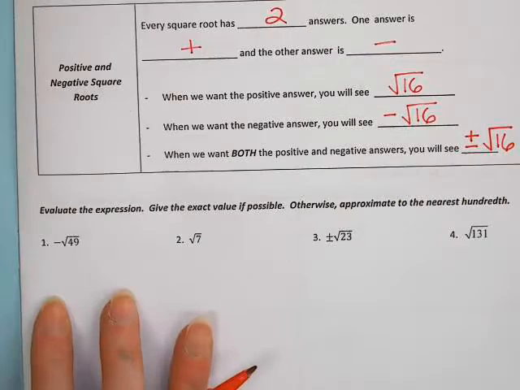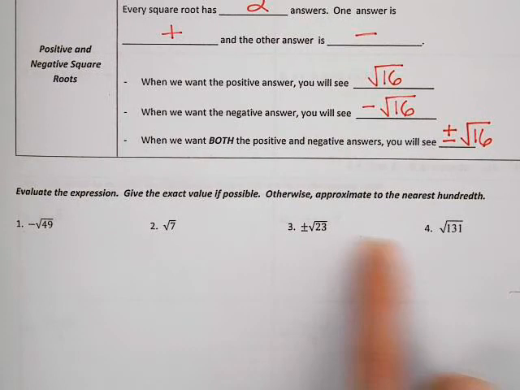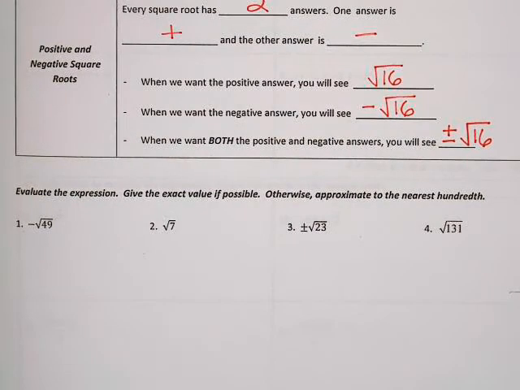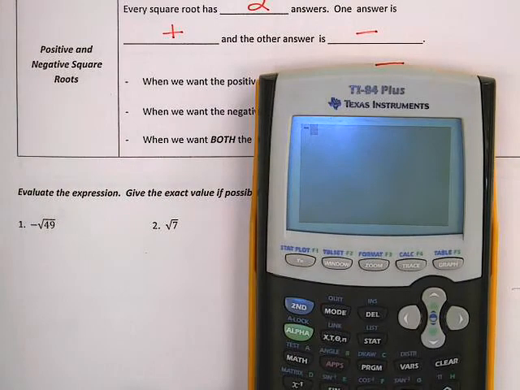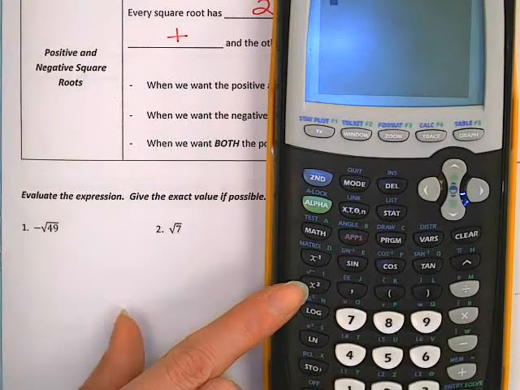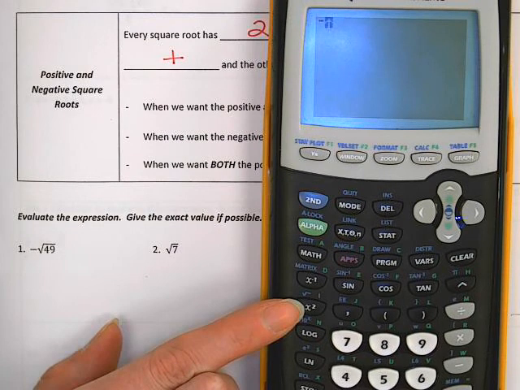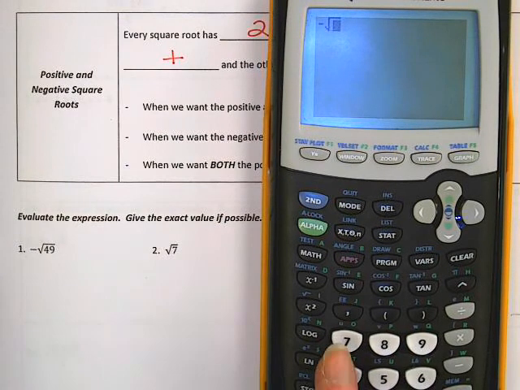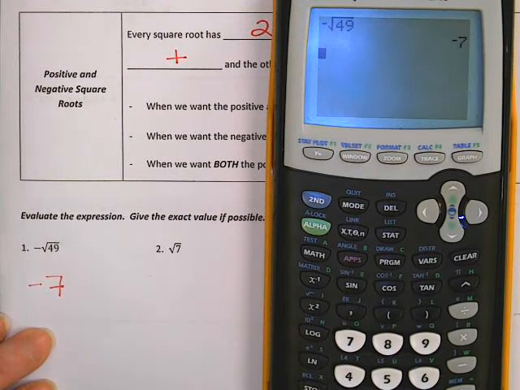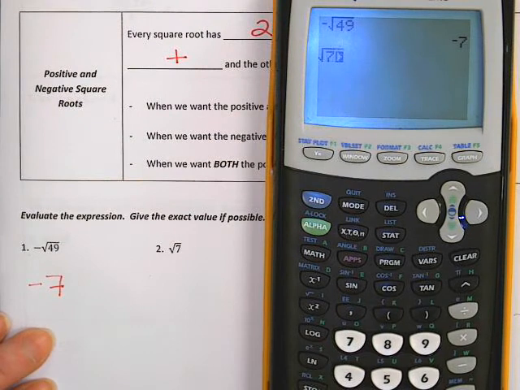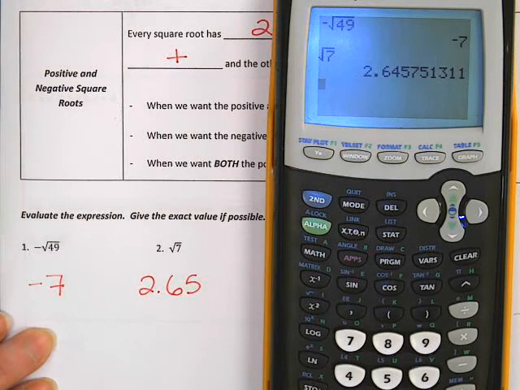Okay, so here's how we're going to practice. You're going to need a calculator today, and we're going to see if you can type these in the calculator and round to the nearest hundredth. Okay, so the first one, negative. Here's the square root. It's in blue. The square root is in blue right here. So you have to hit blue square root, and then just type in 49, hit enter. So the first one is negative 7. The second one, blue square root 7 is 2.65 if you round to the nearest hundredth.